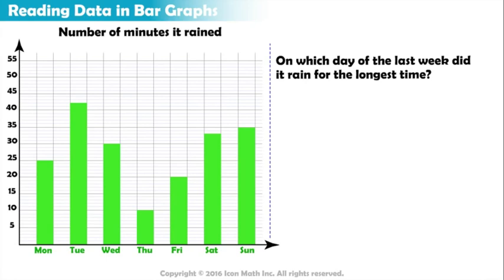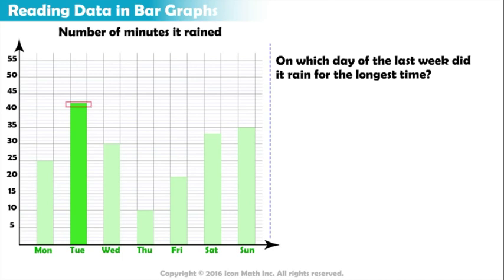On which day of last week did it rain for the longest time? The count increases as we go up, so the day with the longest bar is the day on which it rained the longest. And this is the case on Tuesday. The bar for Tuesday ends at 2 parts over 40. So it rained for 42 minutes that day.